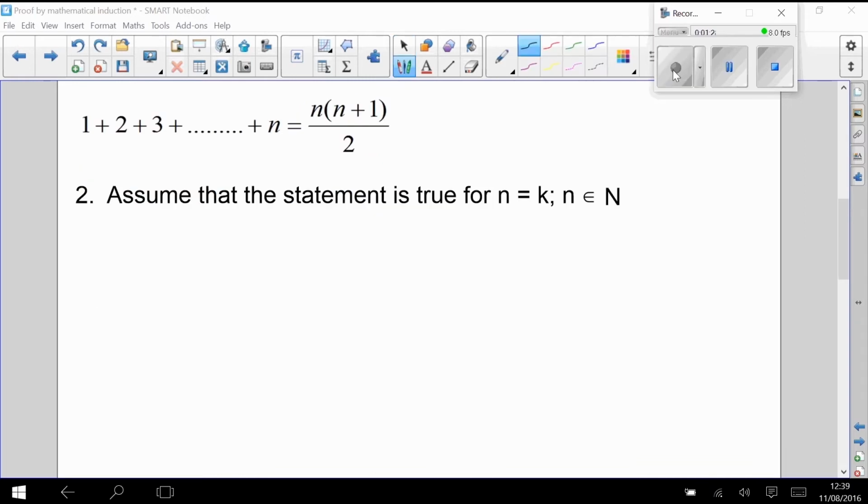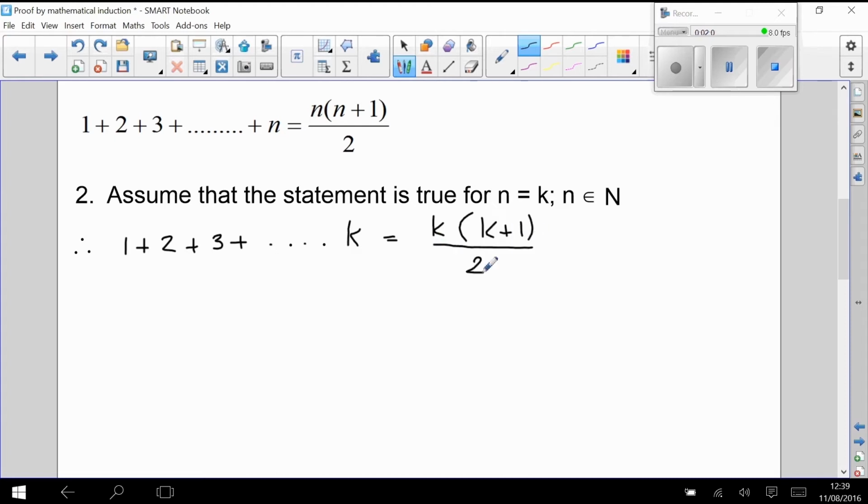You'll remember that for our assumption, all we need to do is make n is equal to k. This is very simple. If I write n is equal to k, I therefore am going to write 1 plus 2 plus 3 all the way up to where I had an n, which is now going to be k. And then on the right-hand side as well, wherever I see an n, I replace it with a k. So I now have k times k plus 1, all divided by 2 on the right-hand side.